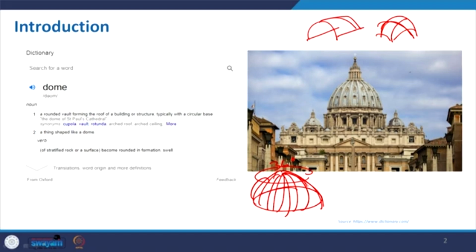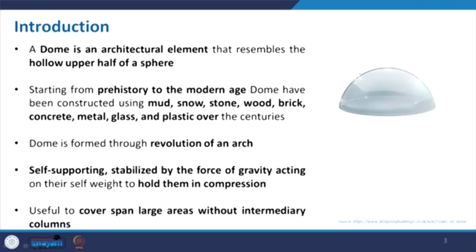Like this is some example that is there with us. If you just try to simplify it, it is some dome, not really a very semicircular hemispherical dome. There are some other components added, so we will come to that as well. Now here you can see a crystal dome in this. So dome is an architectural element that resembles hollow upper half of a sphere.